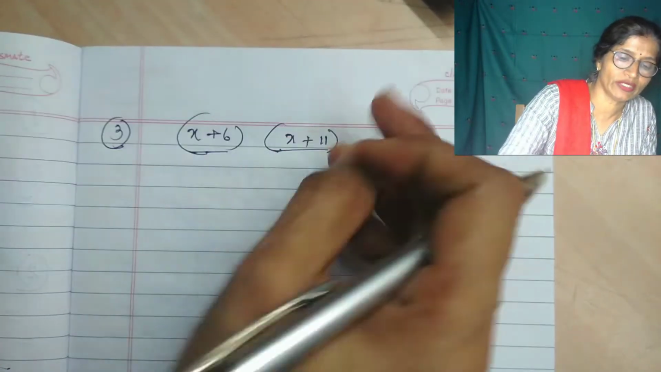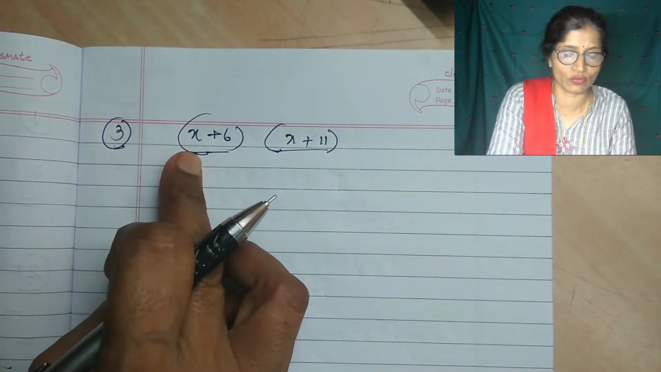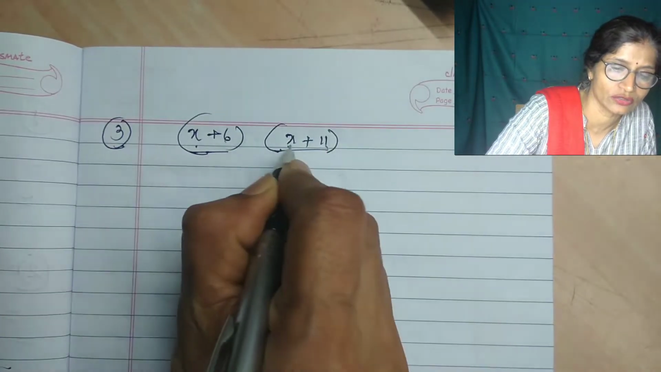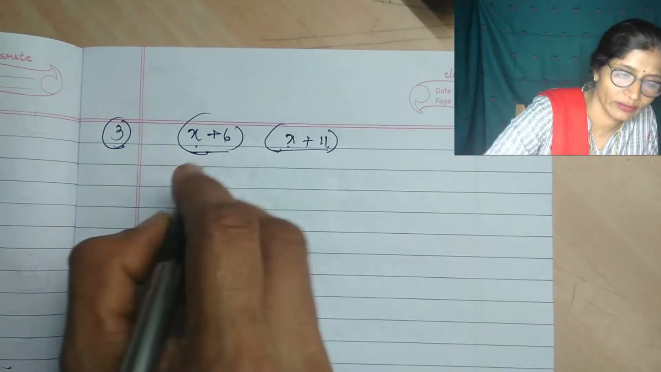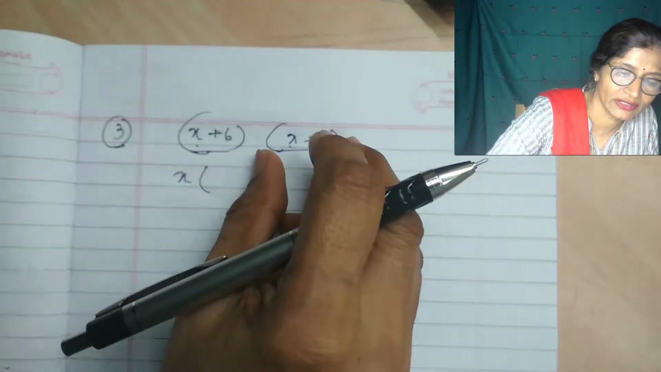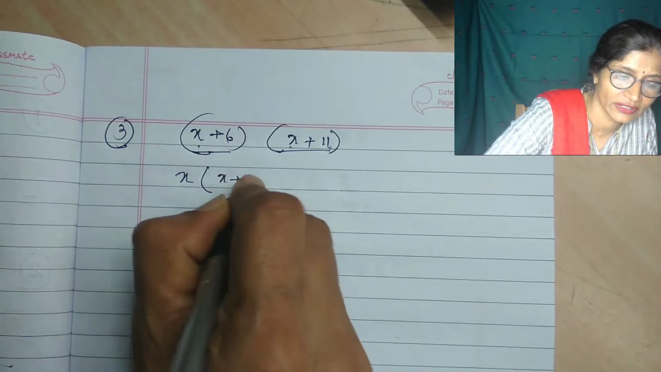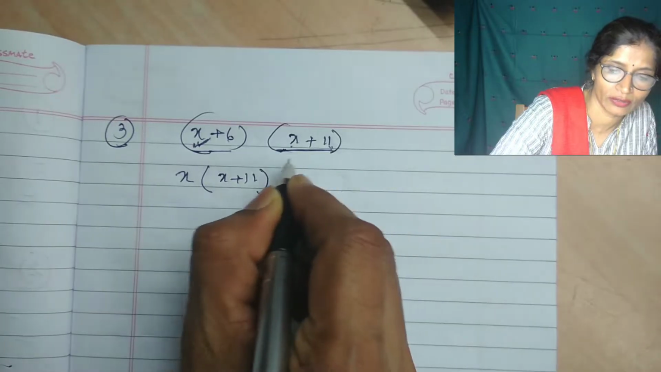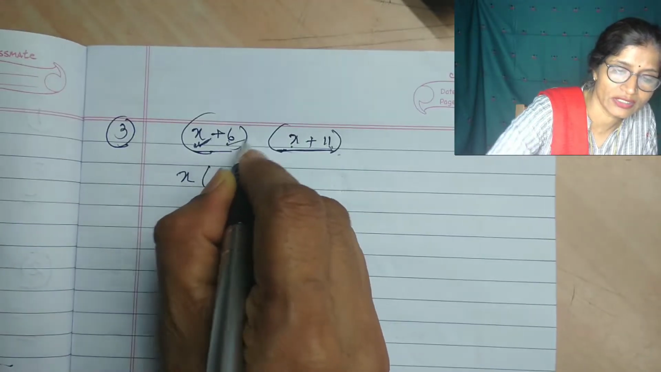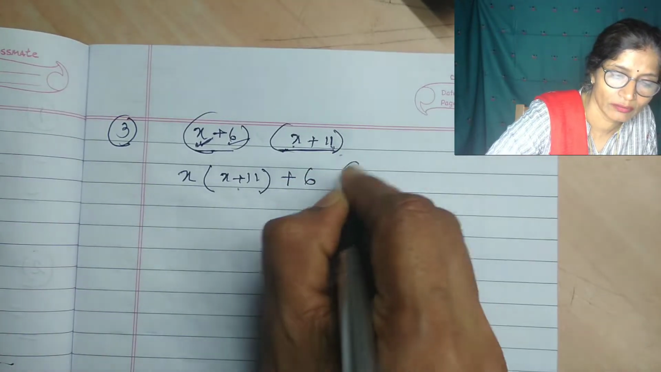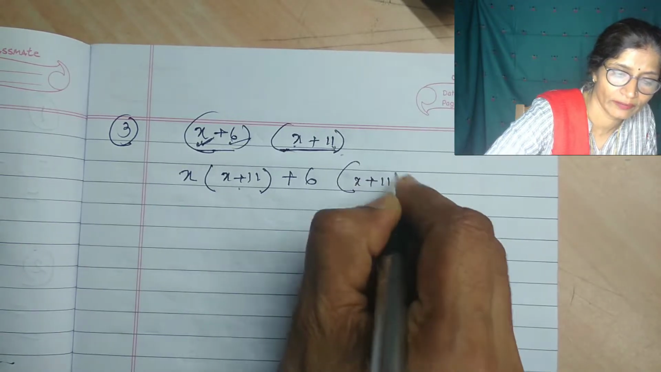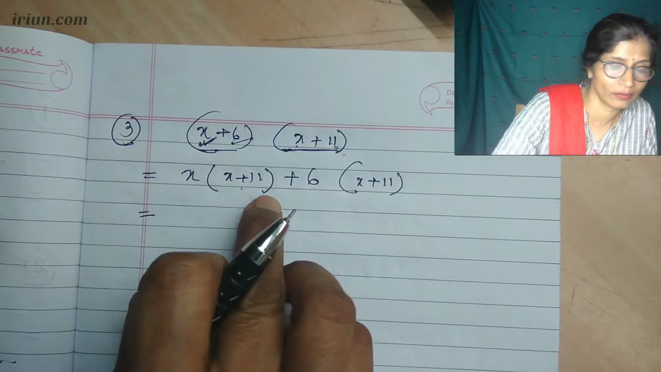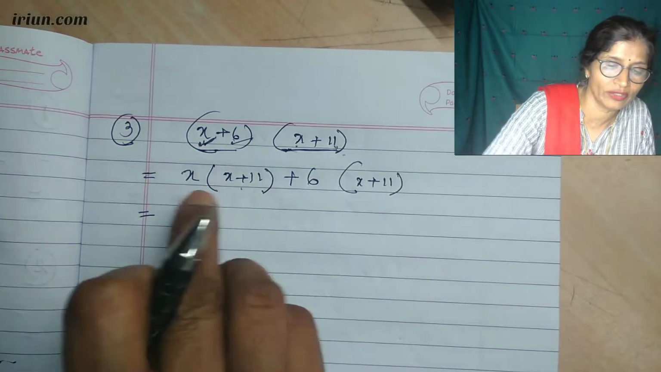Each term will be multiplied by each of the term of this one. So it means this x will multiply both of these and this 6 also will multiply both of these. So what I will write here, x, and then here x plus 11, because this term will multiply both of the terms of this polynomial. Again this term, plus 6 x plus 11. Now this is like a monomial multiplied by a binomial.